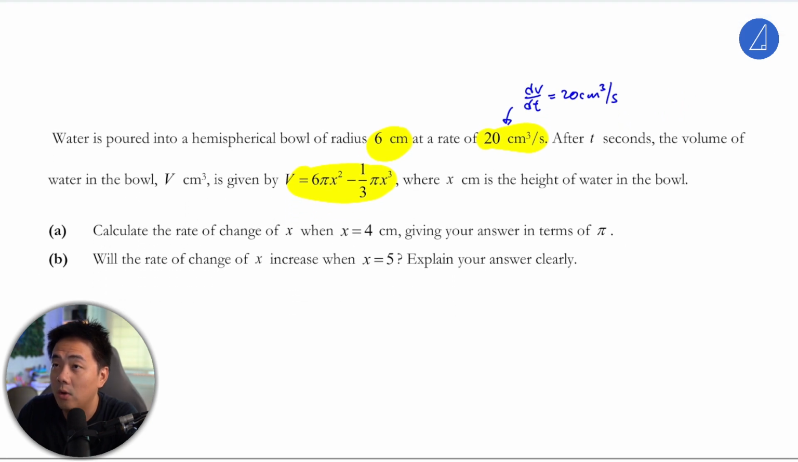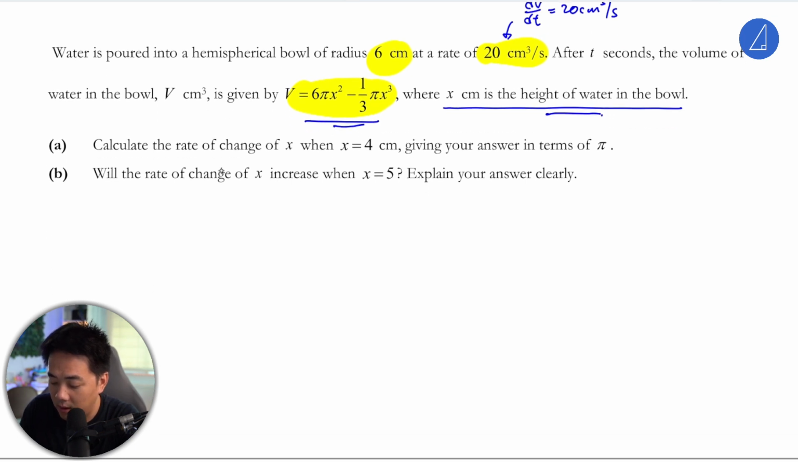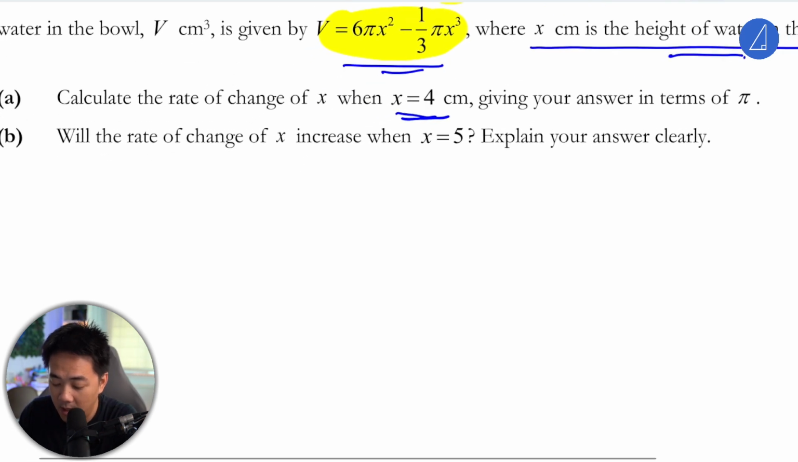So this is the volume of water, where x is the height of water in the bowl. Calculate the rate of change of x when x is 4, giving the answer in terms of pi. I think it's pretty okay. What you need to know is that we want to find dx/dt when x is 4.